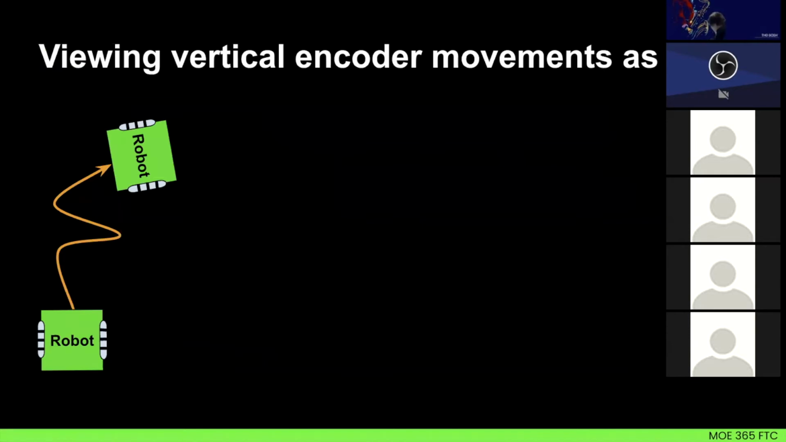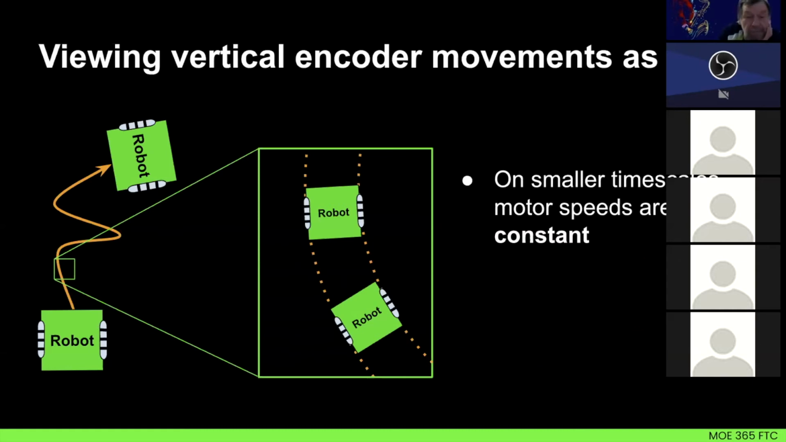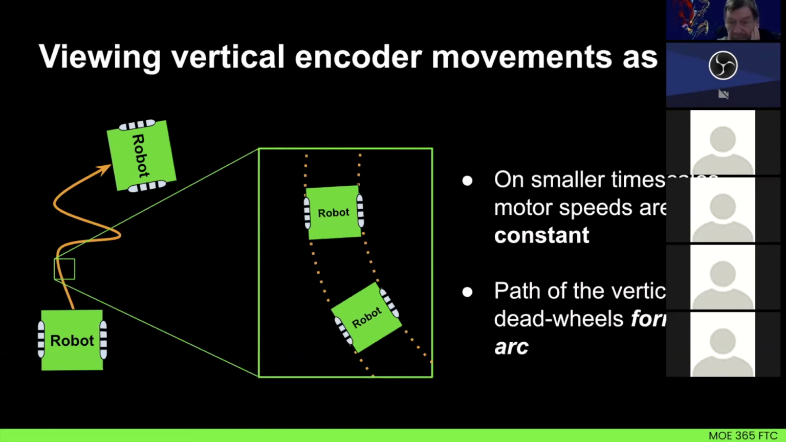To do this, the first key thing is to view these vertical encoder movements as arcs. Let's imagine the robot takes a random path on the field. This orange line here is quite arbitrary, but it just represents a path the robot could take. We want to zoom in on very, very small time scales, and on smaller time scales, you can effectively think of motor speeds as constant. In that instantaneous moment of time, the motor speeds are exactly constant. They're not shifting around in that instant.